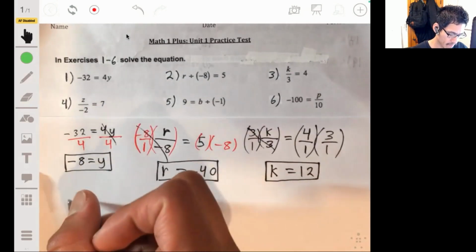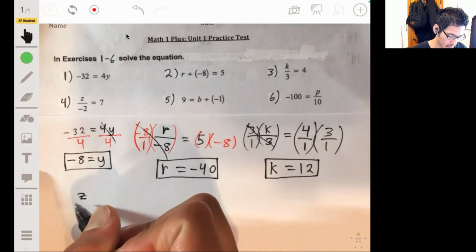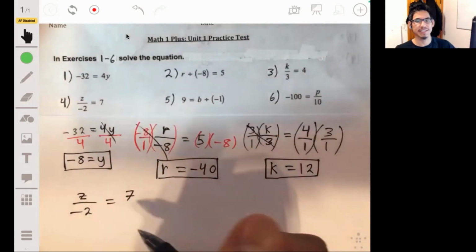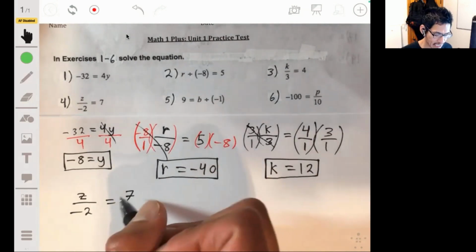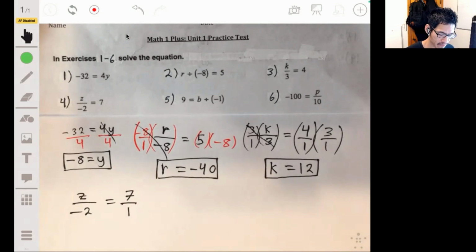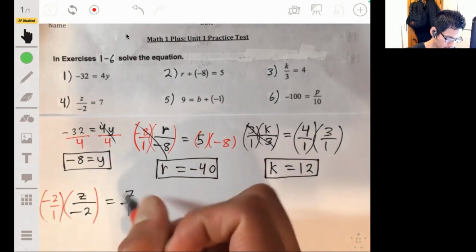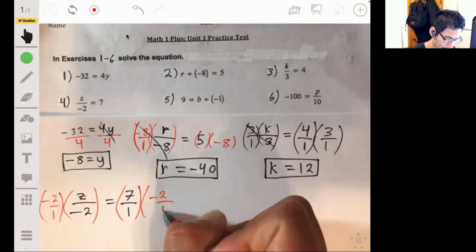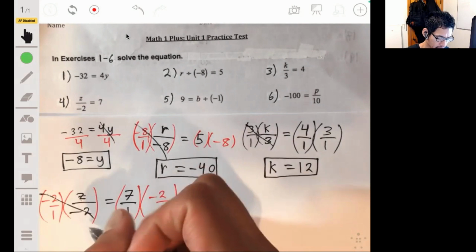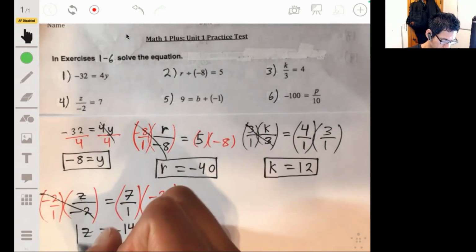Right, 4, you got z over negative 2 equals 7. But just think of that 7 as like a fraction. Think of it as 7 over 1. Then you can cancel out that negative 2 by multiplying both sides by negative 2 over 1. See? Incredible. And you get z is just negative 14 over 1 or just negative 14.